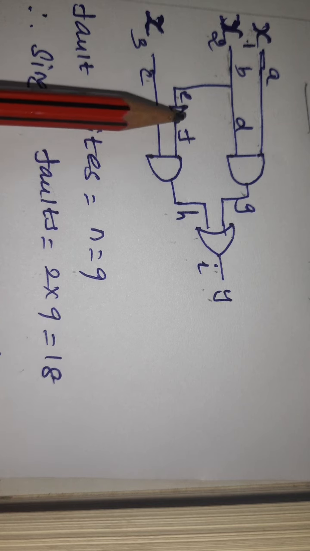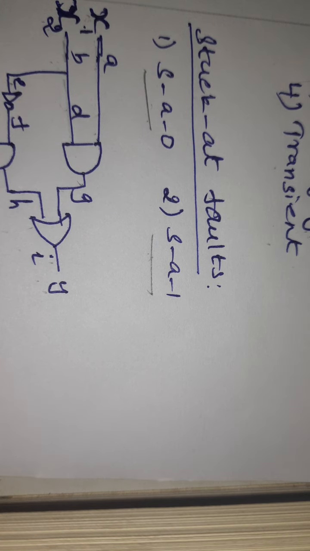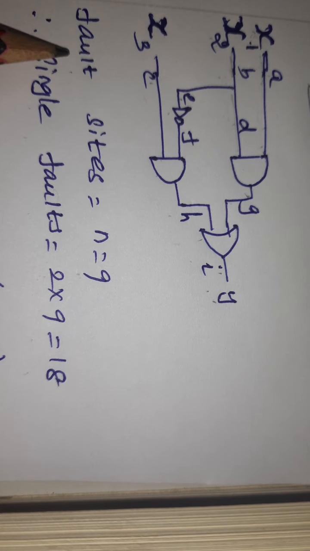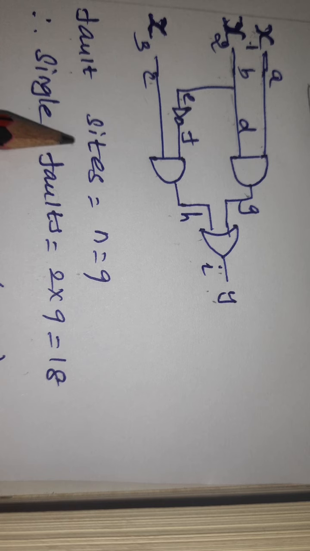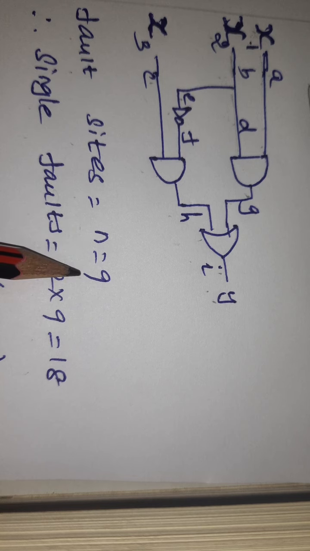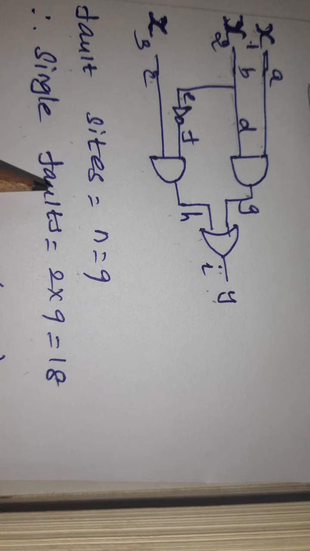Suppose the circuit is affected by stuck-at faults. From this example circuit, we calculated how many fault sites are present in this circuit. The total number of fault sites is 9. From this, we calculate the single faults of the circuit, that is 2 into 9, 18. So this is one kind of calculation of faults in our circuit. What are the possible faults that occur in our circuit? How many faults are present in this circuit?